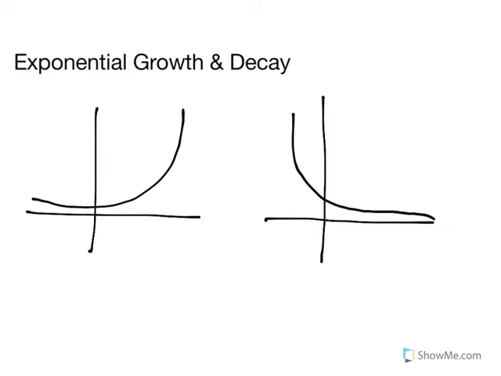Today we're going to talk about exponential growth and decay. Can you guess which graph is growth and which one is decay? You're right. The one on the left is growth, and the one on the right is decay.